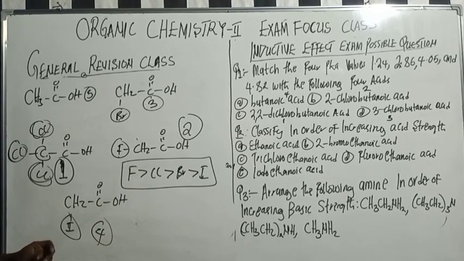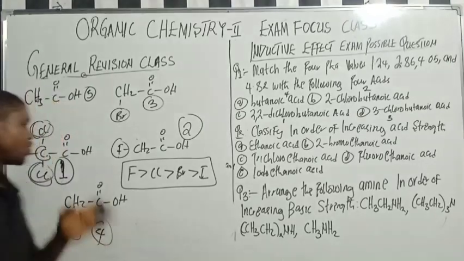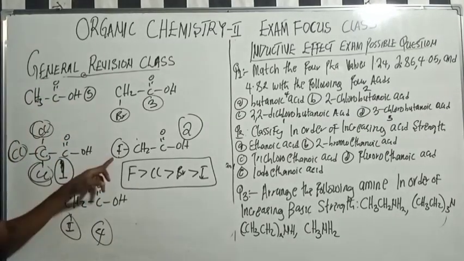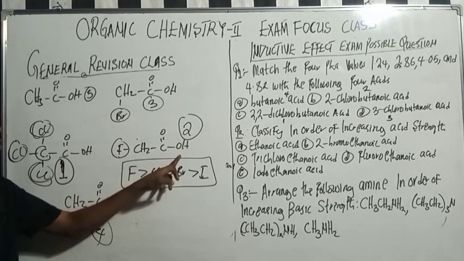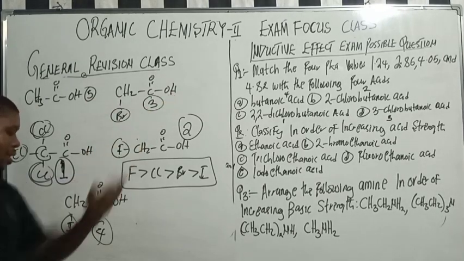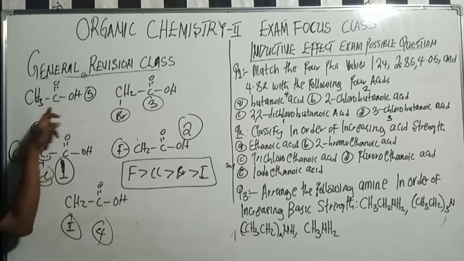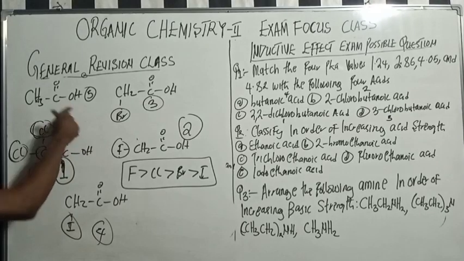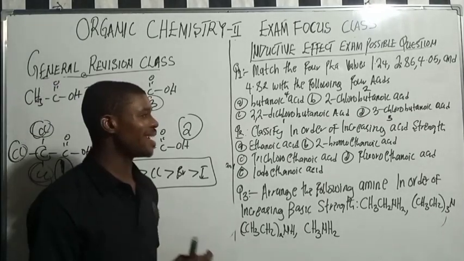The main reason why this is my number 1 is that it has 3 chlorine groups. 3 chlorine groups will attract strongly. Fluorine is stronger than bromine and iodine, so that one is my number 2. Bromine is stronger than iodine, so that one is my number 3. Now this one is my number 4, and it is greater than that one here because it does not have any group at all, so this one is my lowest acid. Now, they say classify them in increasing order.